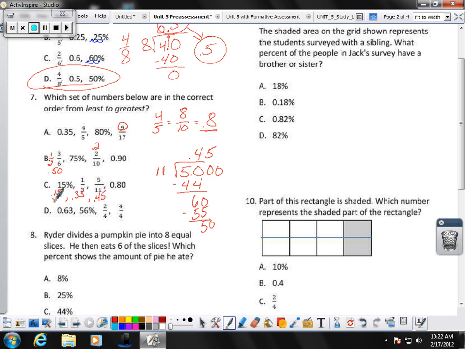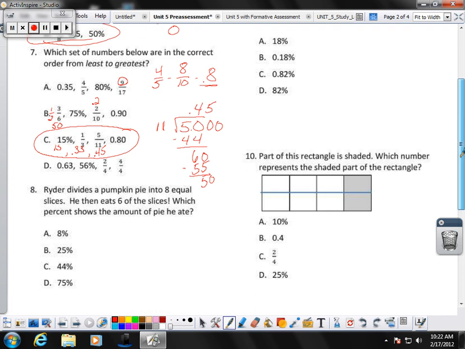So are these in numerical order? 15/100, 0.15, 33/100, 0.33, 45/100, 0.45, and 80/100, 0.80. There is your correct answer. All right. So there's problem 7.